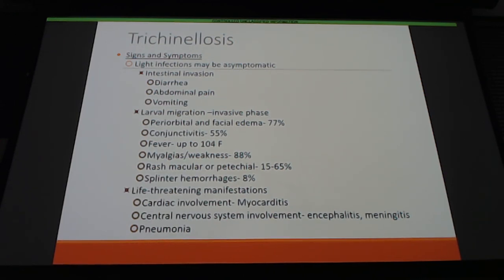In some cases, it may cause some microthrombemia, which would cause some of the splintering in the smaller vessels, which you'll see usually at the distal fingertips, most commonly. Now, at the bottom it says life-threatening manifestations. If it makes it to your heart or your central nervous system and causes encephalitis and meningitis, if you don't address those immediately, that can lead to a high mortality rate.